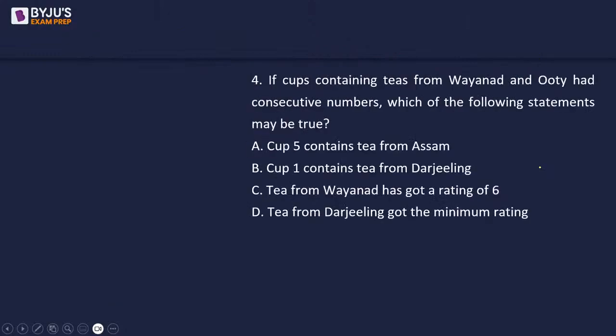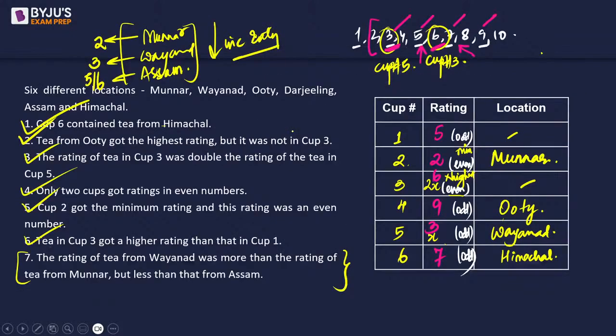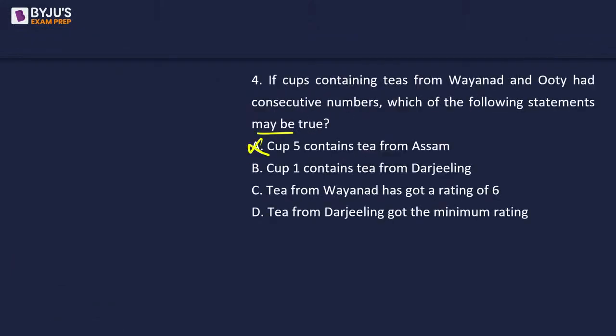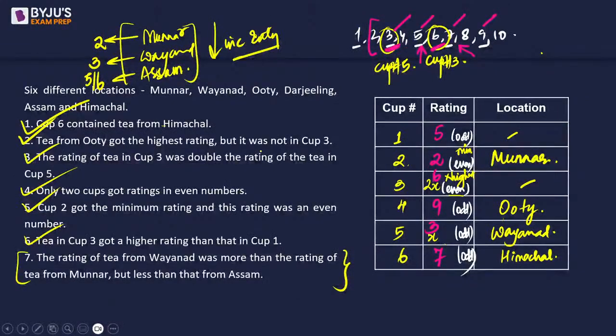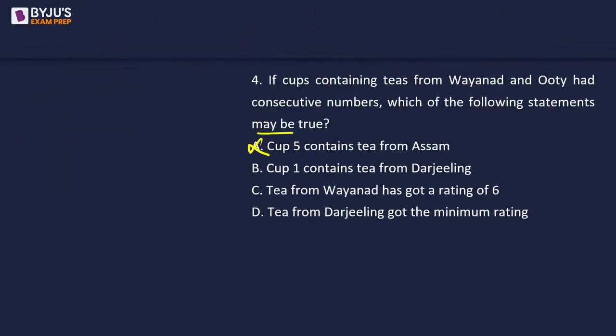Let's look at question number 4. Which of the following statements may be true? It says cup 5 contains tea from Assam. Well, cup 5 contains tea definitely not from Assam. So the first one is wrong. Cup 1 contains tea from Darjeeling. Well, cup 1 can contain tea from Darjeeling, because in that case, cup number 3 will be from Assam. Who knows? So this may be true, right?